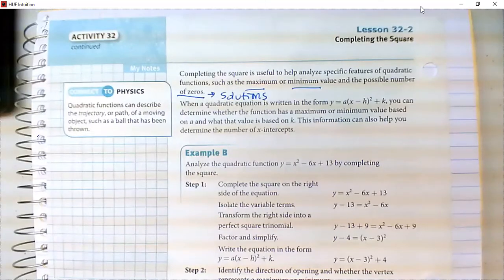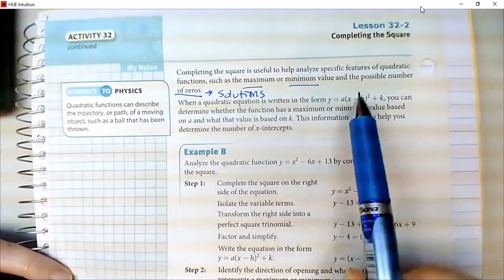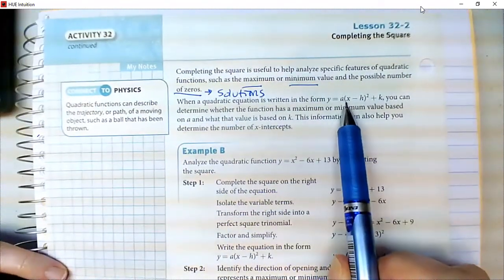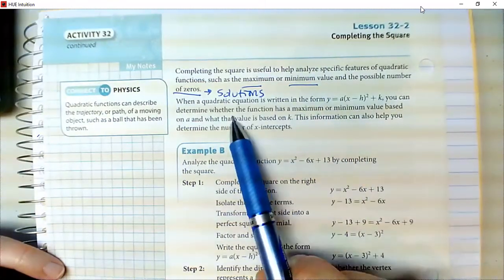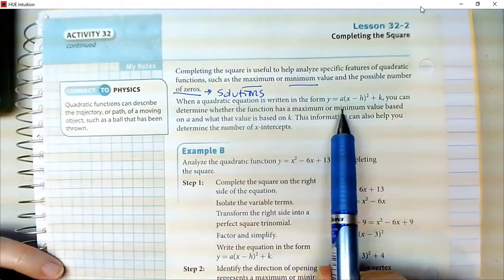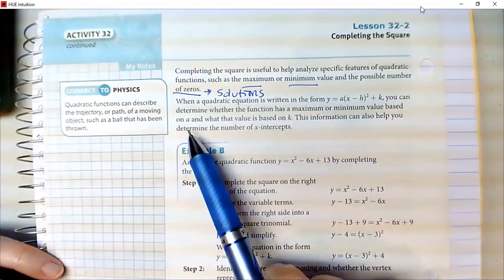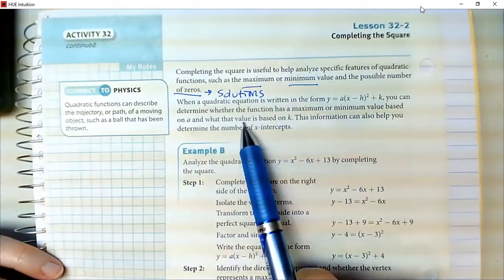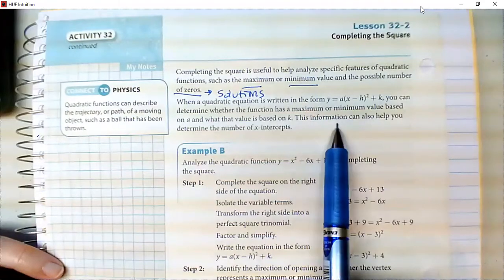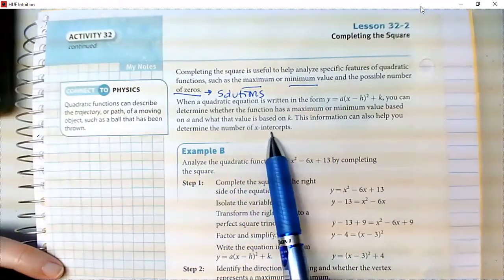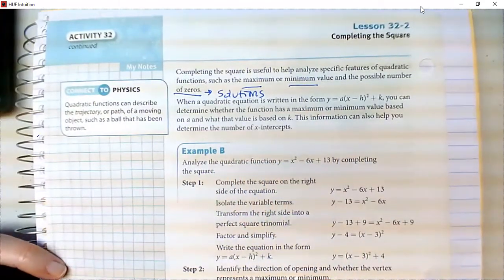When a quadratic equation is written in the form y equals a times x minus h squared plus k, you can determine whether the function has a maximum or a minimum value based on a, and what the value is based on k. This information can also help you determine the number of x-intercepts. Okay, so I'm going to help you understand what all that means.